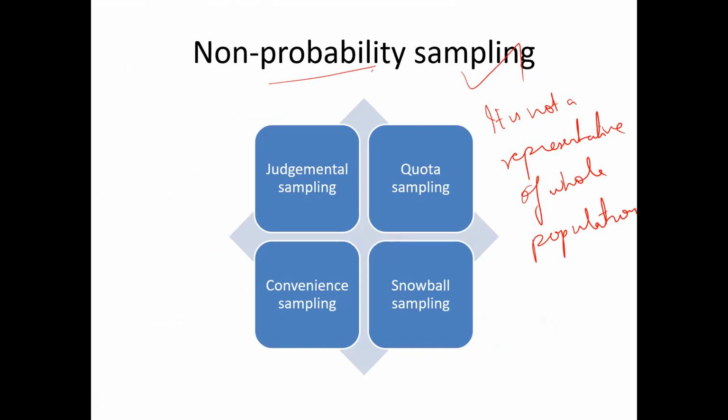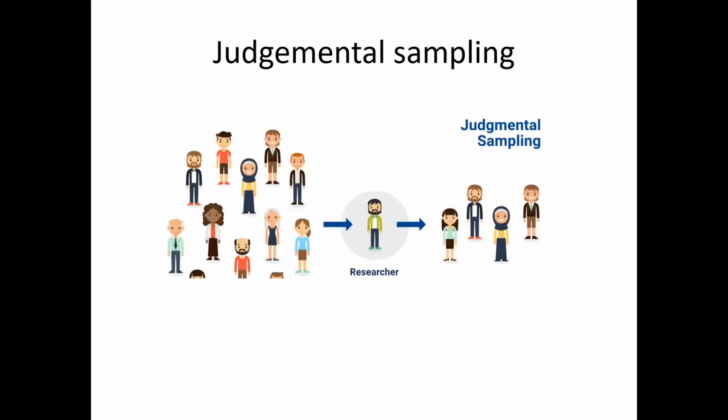So, 4 types: judgmental sampling, quota sampling, convenience sampling, and snowball sampling. Judgmental sampling, also known as purposive sampling. In non-probability sampling, first moving on to judgmental sampling. So, judgmental sampling is nothing but I judge the people accordingly.